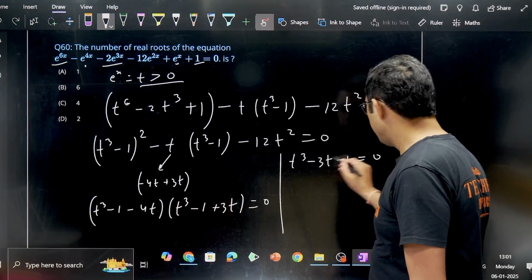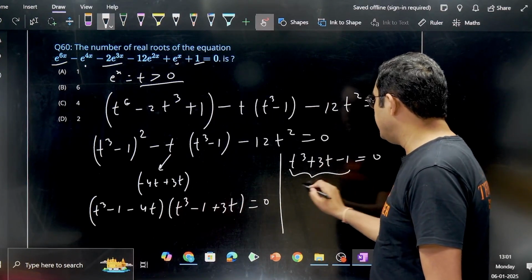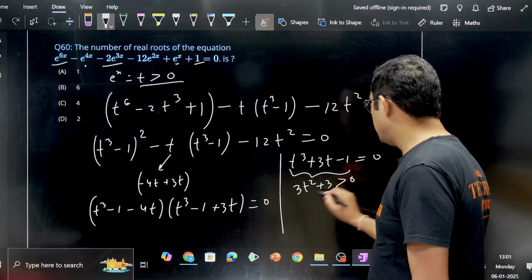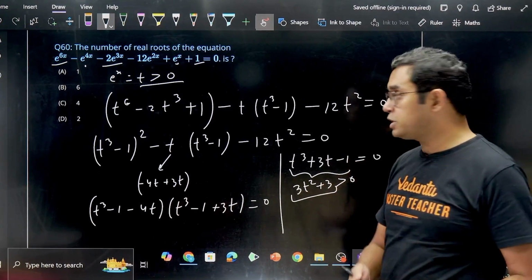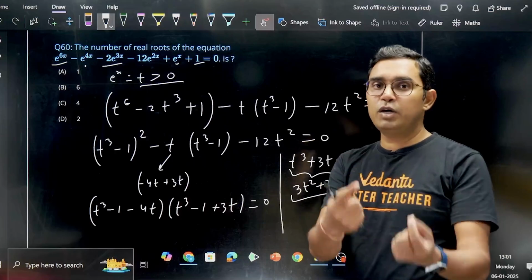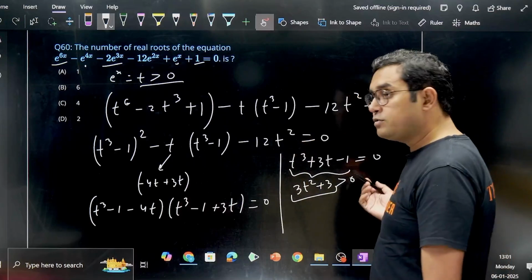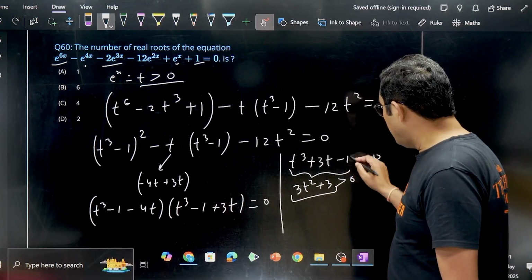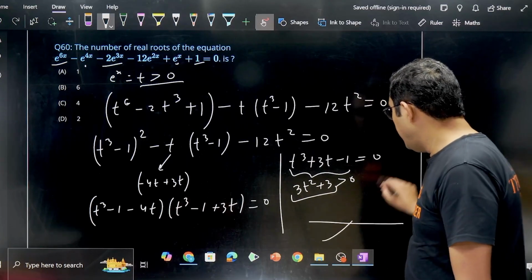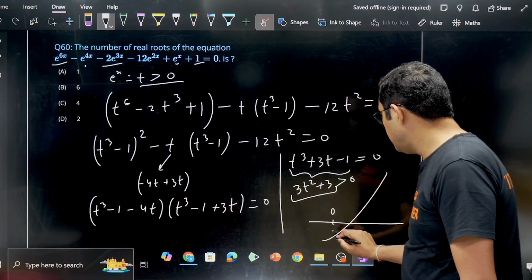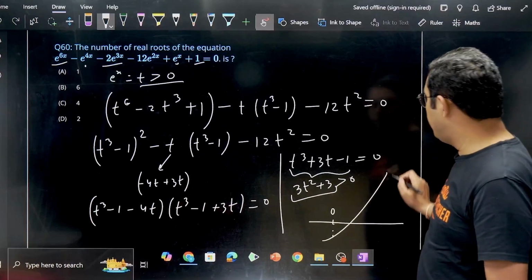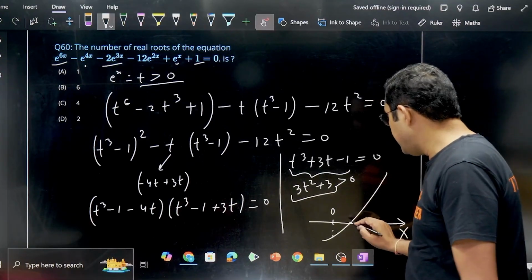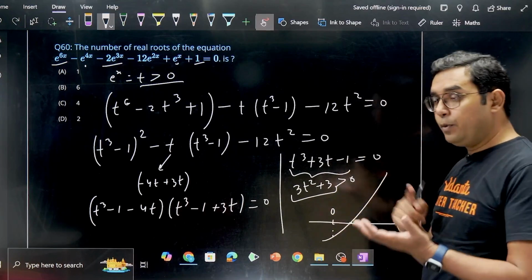Now you can see plus 3t. Its derivative is 3t square plus 3, which is always positive. If its derivative is always positive, it can have at most one root. It's a cubic also, so it will definitely have one root. And at 0, the value is minus 1. So while going up, it will intersect the x-axis at just one point. So it will have one positive root.